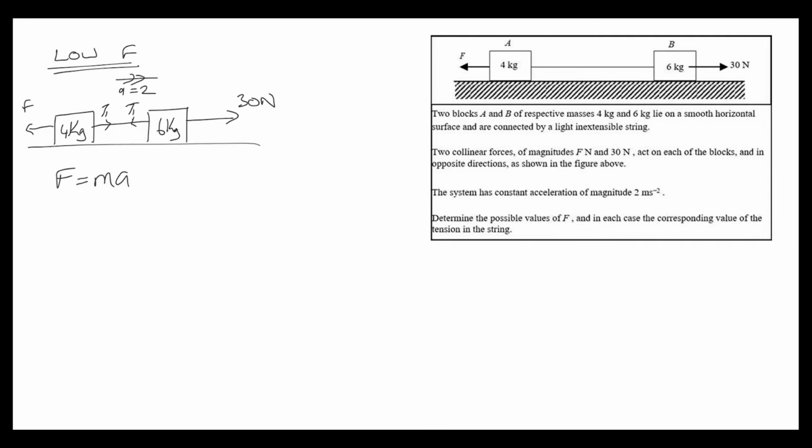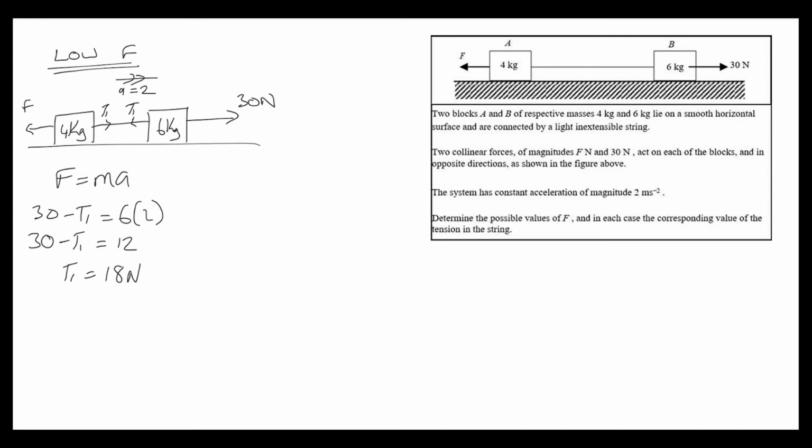So F equals ma, and we'll just decide where we're going to focus to start with. Let's focus on particle B. This has the 30 newtons, the unknown tension, and a mass of 6. So substituting those in, the left-hand side should be the resultant force. So 30 is in the positive direction, T1, tension 1, is in the negative direction. So 30 minus T1 equals 6 times the acceleration, it's 12, and with some quick rearranging, we get that T1 must equal 18 newtons.